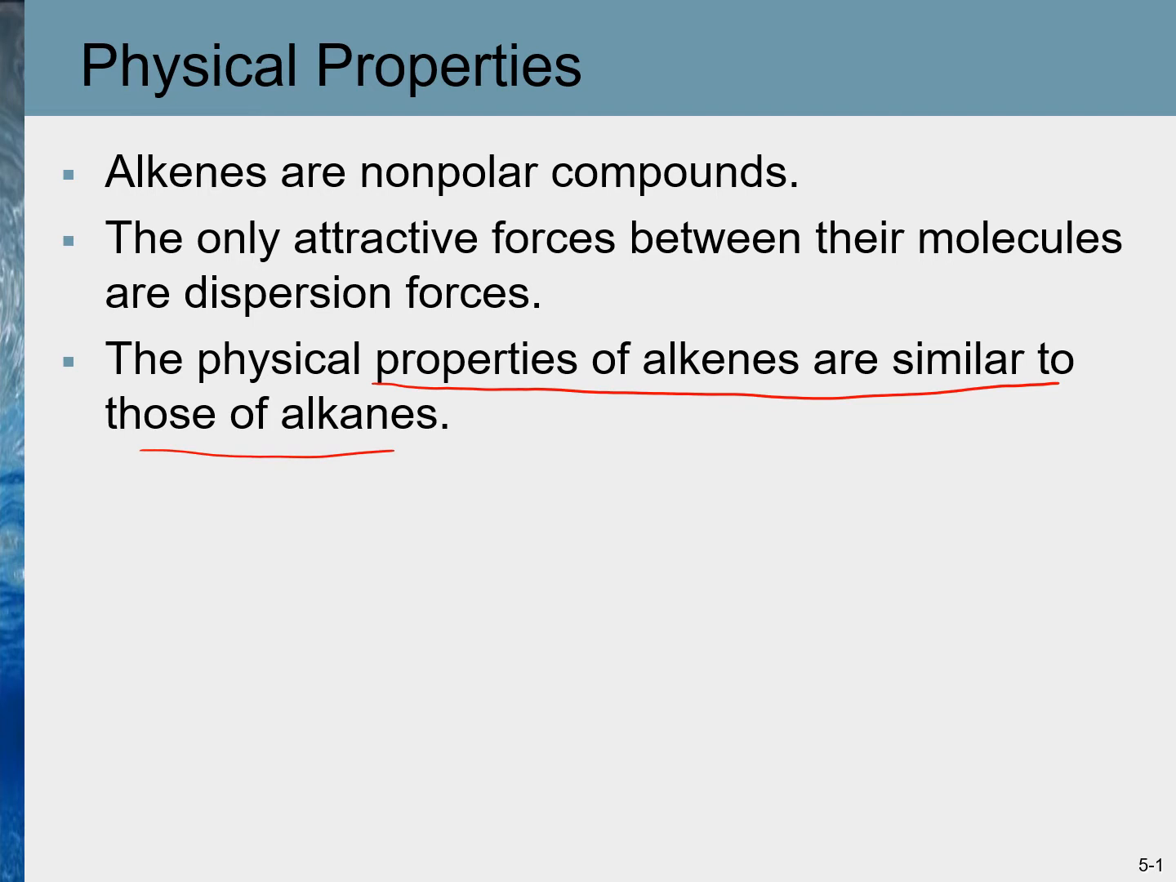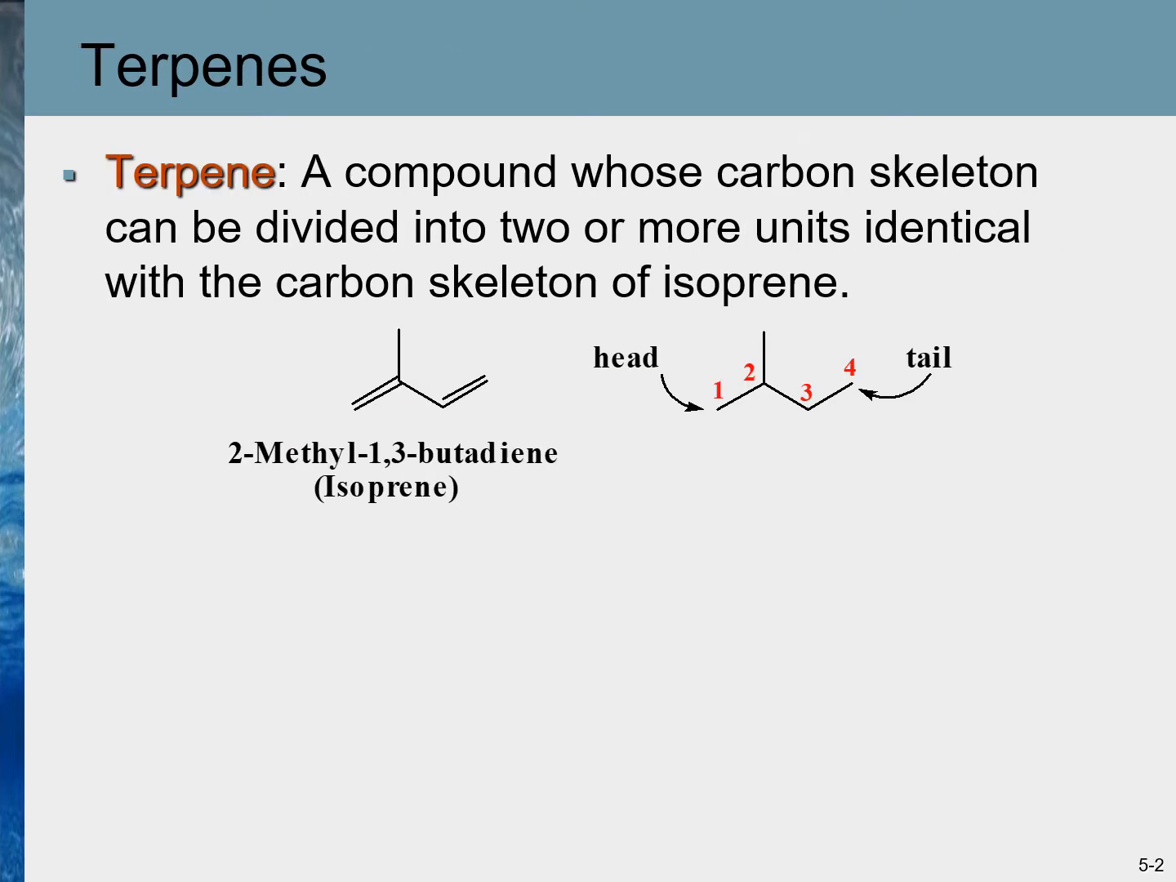And because alkenes are nonpolar, therefore they are insoluble in water, but they are highly soluble in nonpolar solvents such as hexane. Terpenes are a diverse class of naturally occurring compounds that share one common feature. And the common feature is that all terpenes can be thought of as being assembled from isoprene units.